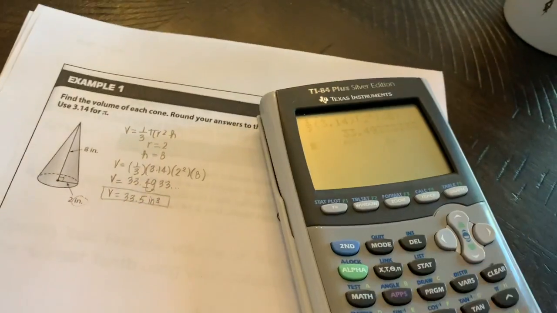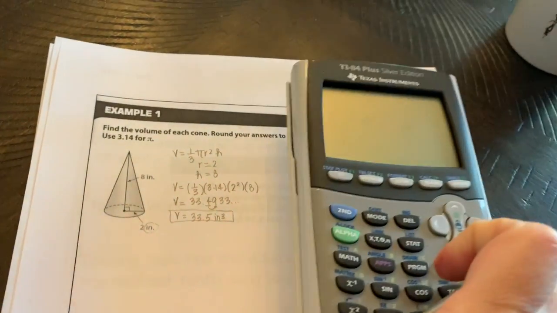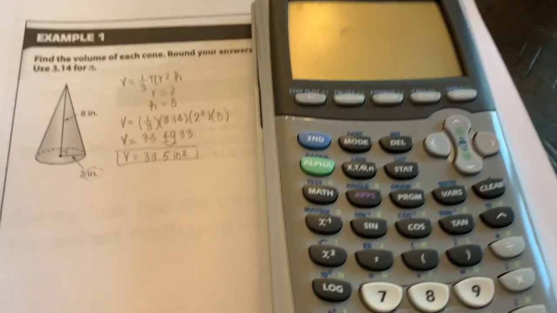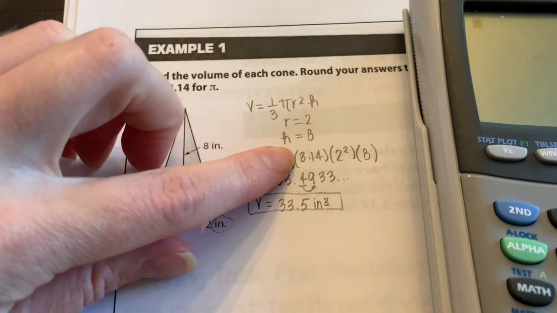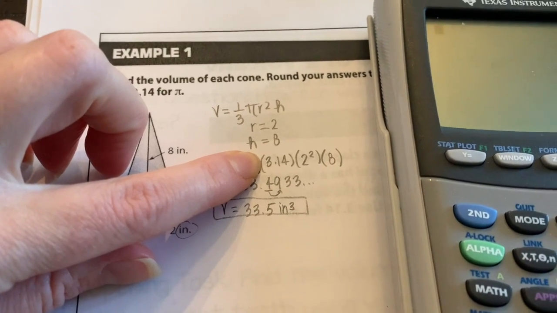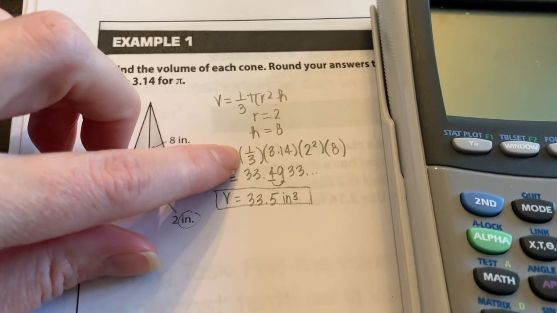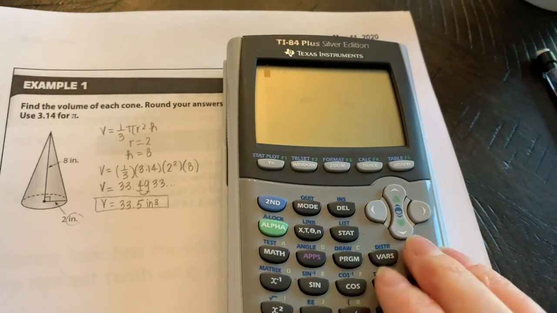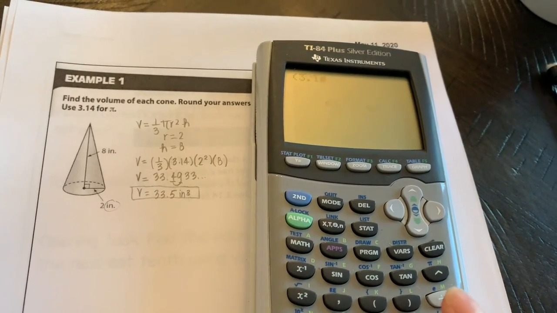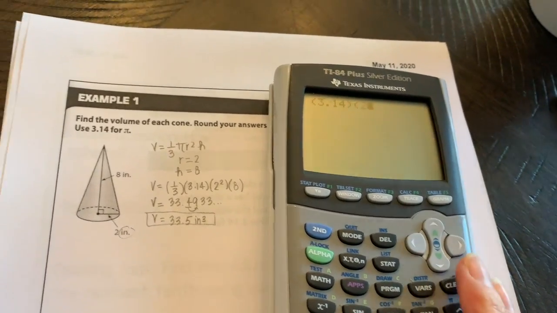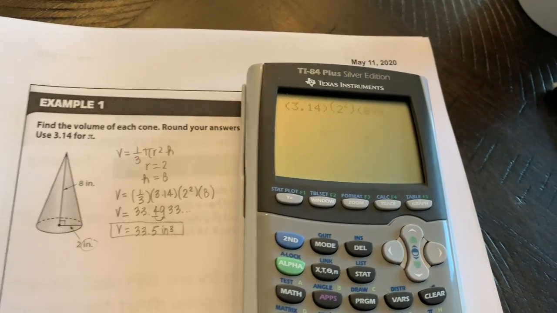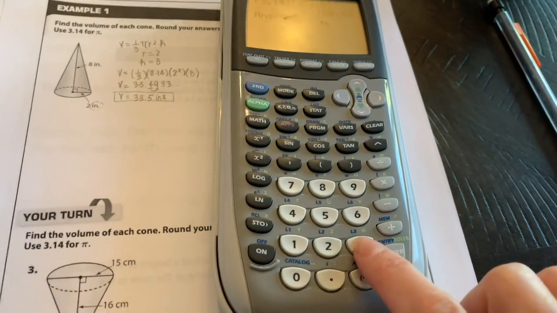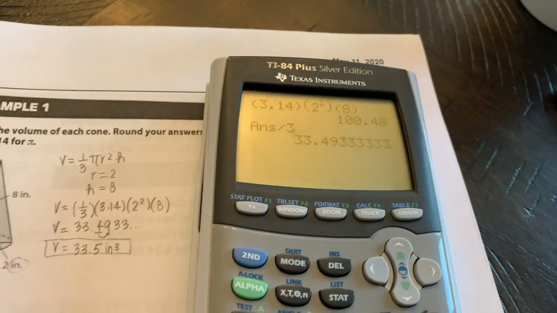Now I did want to just show you another option for if you don't have a scientific calculator for dealing with that 1/3. What you can do is you can plug in everything else except for the 1/3, and then when you're done, you can divide your answer by 3. Please remember, multiplying by a third is the same as dividing by 3. So I could plug in everything else except for the 1/3. So 3.14 times 2 squared times 8, push enter, get my answer, and now right from there, divide by 3, enter, and I'll get the same answer.